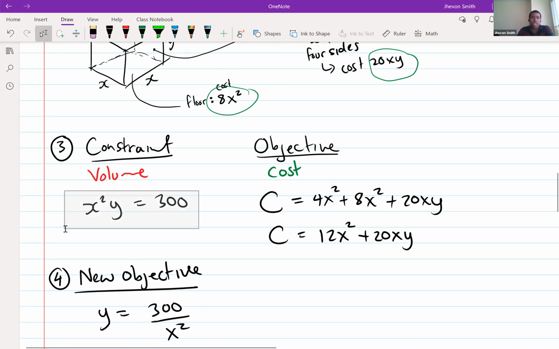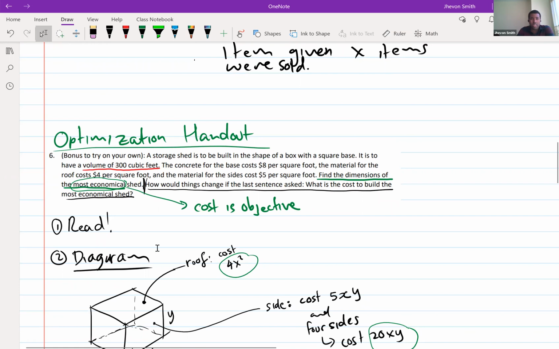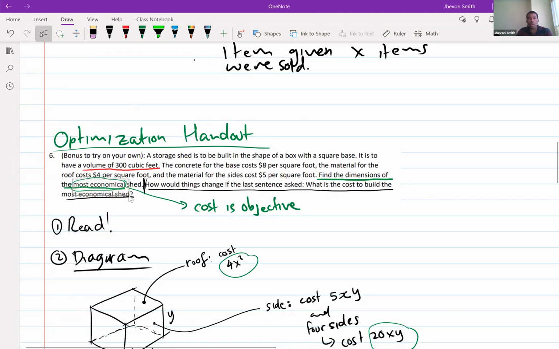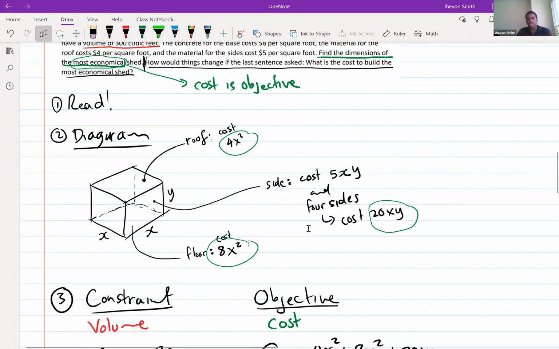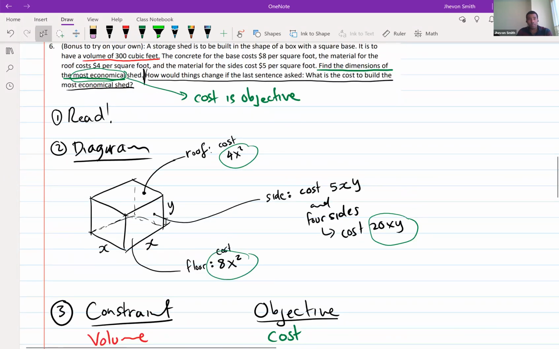The constraint describes the restriction. So it is going to be something you're specifically given. In this case, the volume is 300 cubic feet. So that's your constraint equation. Your objective is what you want to maximize or minimize. In this case, we want to minimize cost because we are talking about the most economical shed. And so we have to figure out a way to do cost, which is coming from over here.